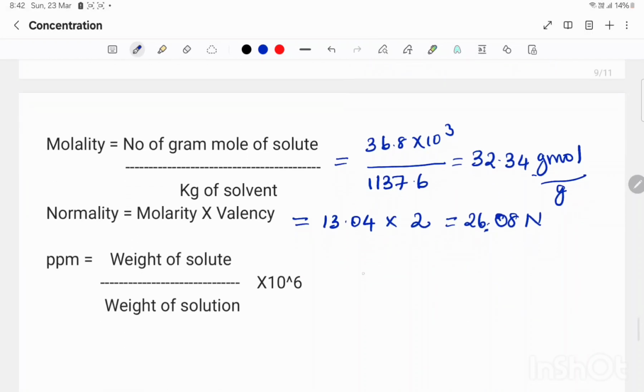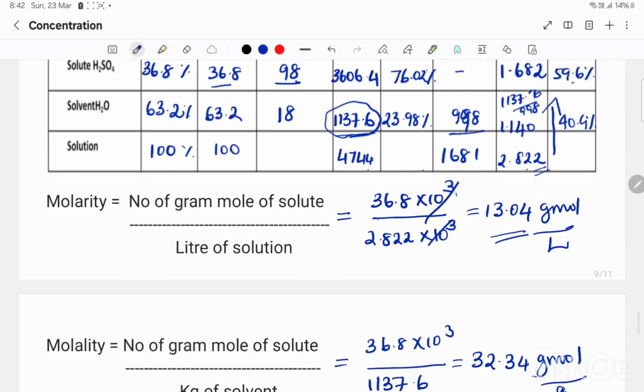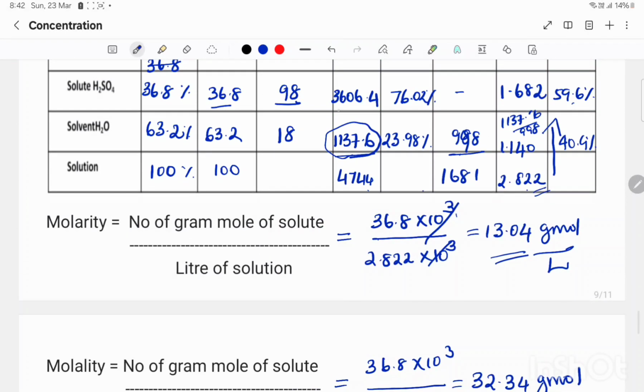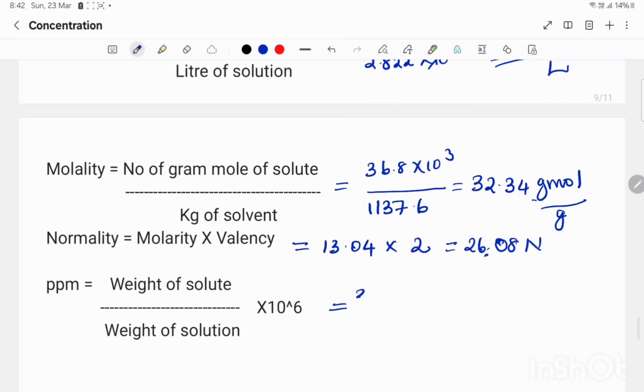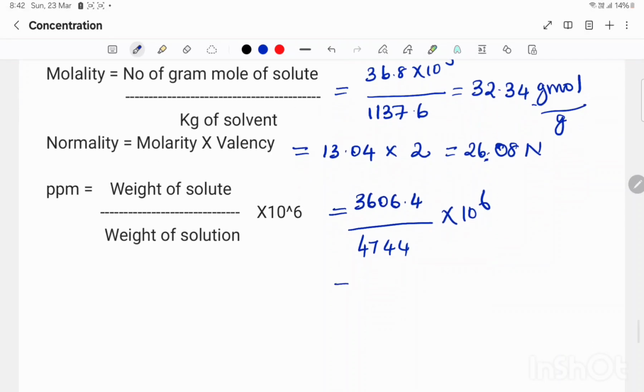Next, let us calculate ppm. ppm is weight of the solute by weight of the solution into 10 raised to the power 6. The weight of the solute is 3606.4 and the weight of the solution is 4744. So let us divide 3606.4 by 4744 into 10 raised to the power 6. You will get 76020.24 ppm. So now we have calculated molarity, molality, normality and ppm.